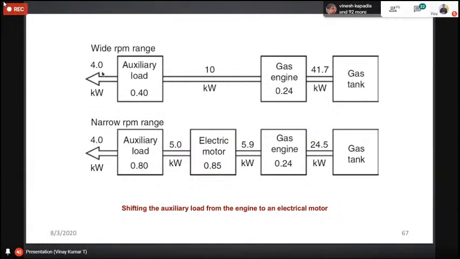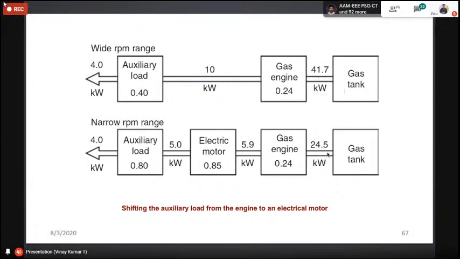So what is the advantage of this hybrid electric vehicle? Compared to here, how much fuel is it taking? 41.7 kilowatt fuel is being taken. This is the amount of power extracted from the fuel tank.